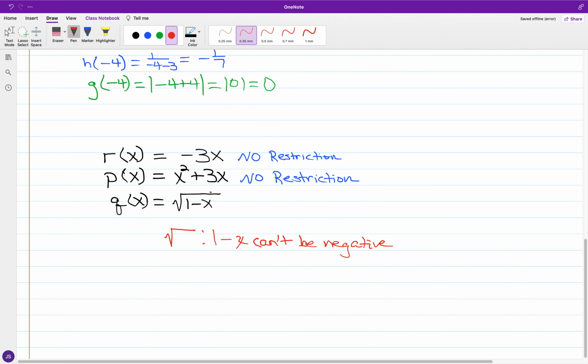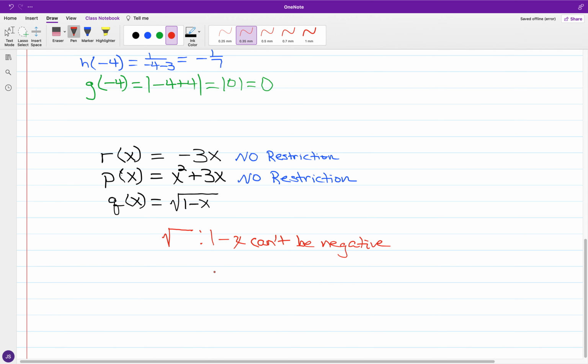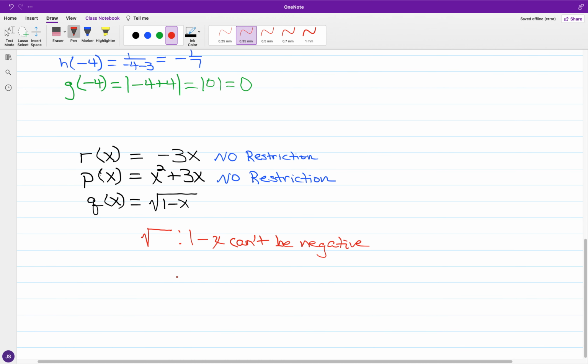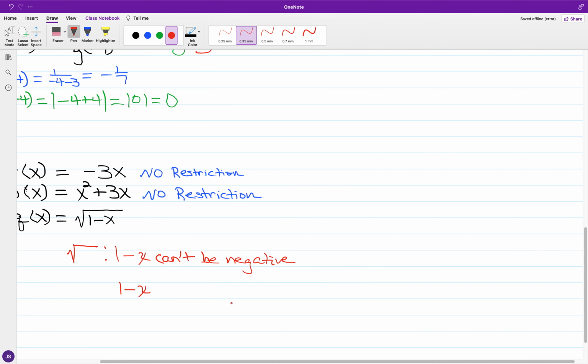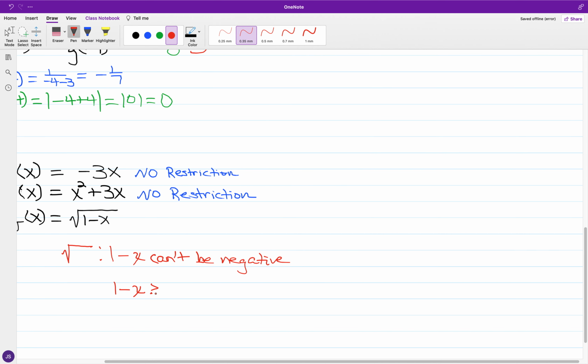But we have the square root of 1 minus x presented in direct fashion. So we can have the square root of 0, which is 0, as well as the square root of any positive value. Okay. And so for what is allowed for 1 minus x, we have that it is greater than or equal to 0.